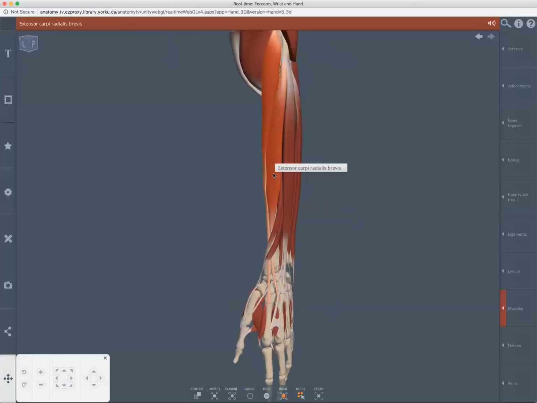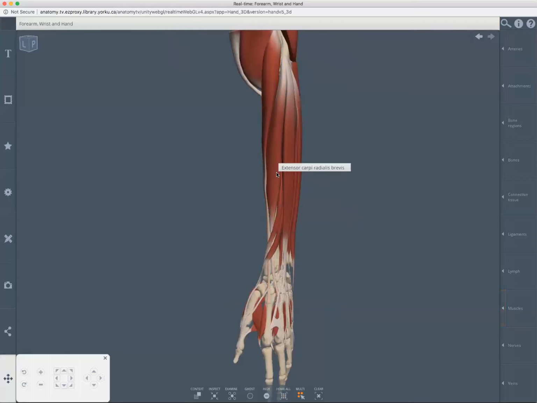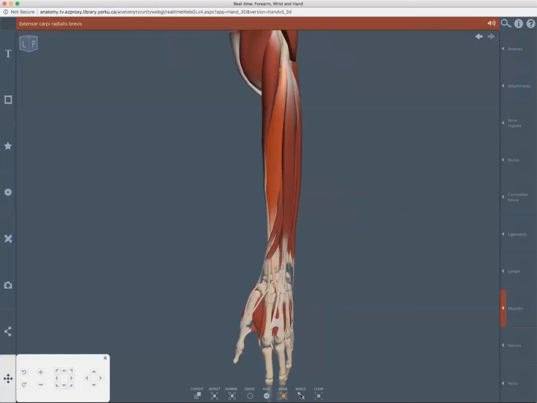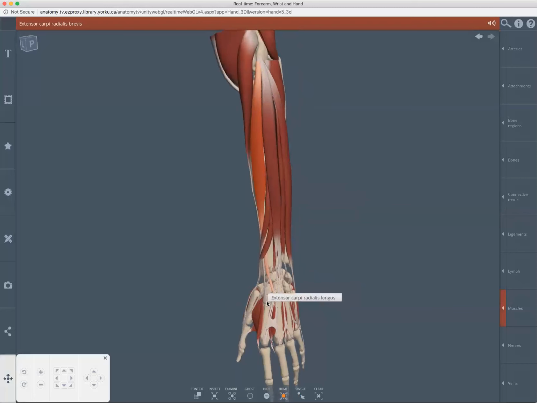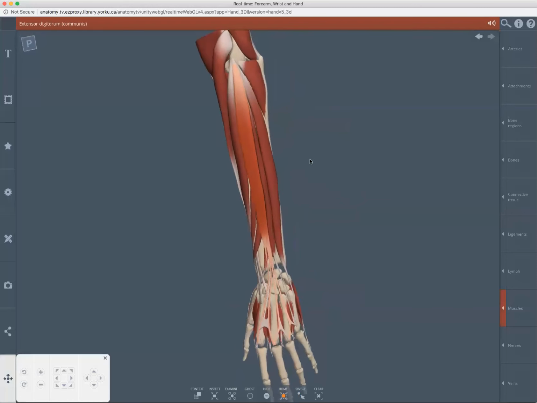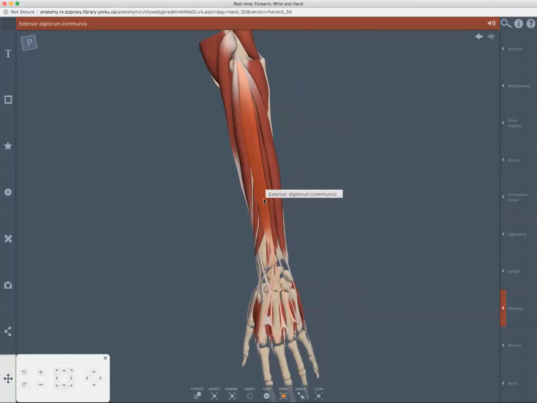Next to it is extensor carpi radialis brevis, okay? So brevis means short, all right? So same action, similar location, and you can see that the tendons are very close together. So there's your radialis longus, going to the second metacarpal. The tendon of radialis brevis goes to the third metacarpal. Okay. Our next muscle is extensor digitorum. So extensor digitorum is your big extensor of digits 2, 3, 4, 5.